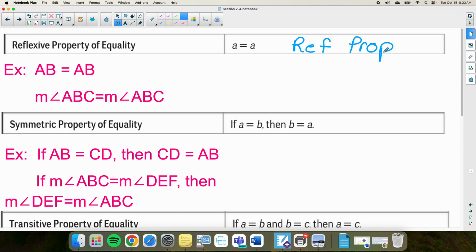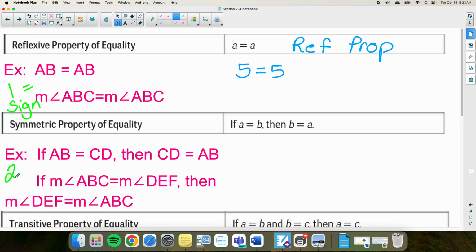And what reflexive property says is that everything is equal to itself, okay? So AB equals AB. This is saying the measure of angle ABC equals the measure of angle ABC. And then A equals A. It could be 5 equals 5. Anything is equal to itself, okay? The second, and one thing I want you to notice too on these, reflexive has one equal sign.